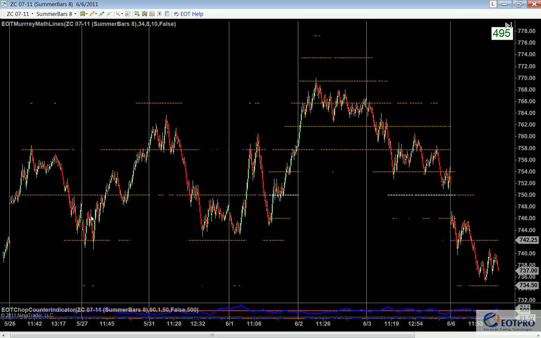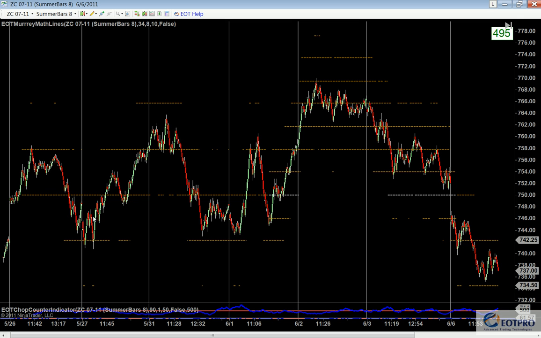So, if you were going long somewhere here and you stayed long through this pullback, that's 1 Murray Math line, that's 2 Murray Math lines, and that's 2.5 Murray Math lines. Price always seemed to stop between 2 and 2.5 Murray Math lines, and then it would reverse. We always noticed that a lot when we were using these Murray Math lines.